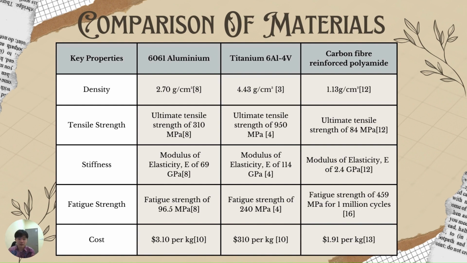And the next one is the fatigue strength. The fatigue strength of it is 96.5 megapascal, which means that it cannot sustain too high of a repeated cycles of stress as it is quite low compared to the other two. The last one is the cost. The cost of it is $3.1 per kilogram, and this is considered quite cheap, making it a more economical choice for manufacturing processes.